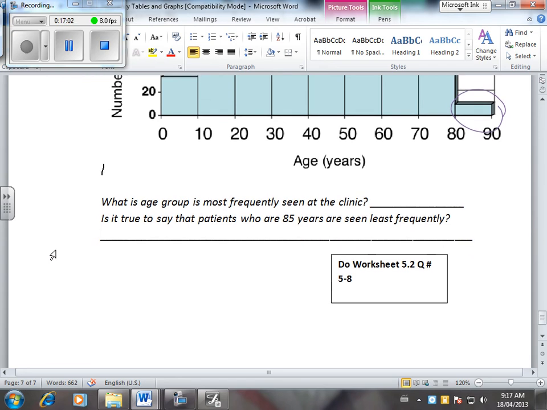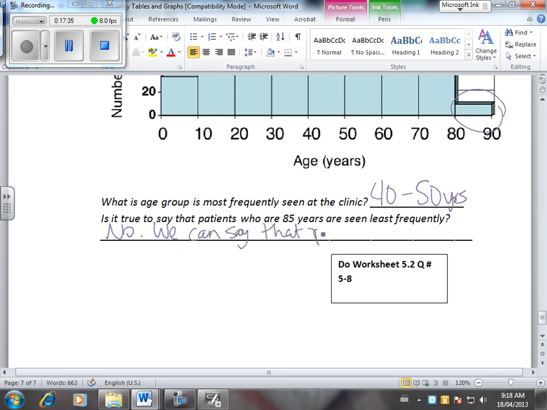So what is the age group that is most frequently seen at the clinic? It's 40 to 50 years. Is it true to say that patients who are 85 years old exactly are seen least frequently? Can we say someone who's 85 years old will be seen least frequently? If we look at the histogram, we cannot say that.